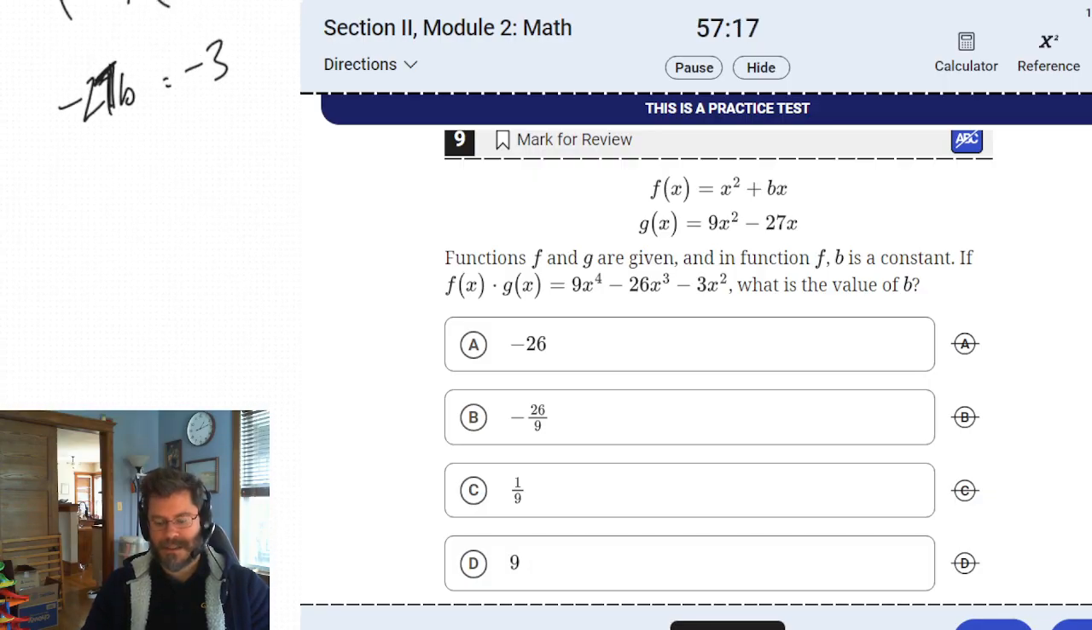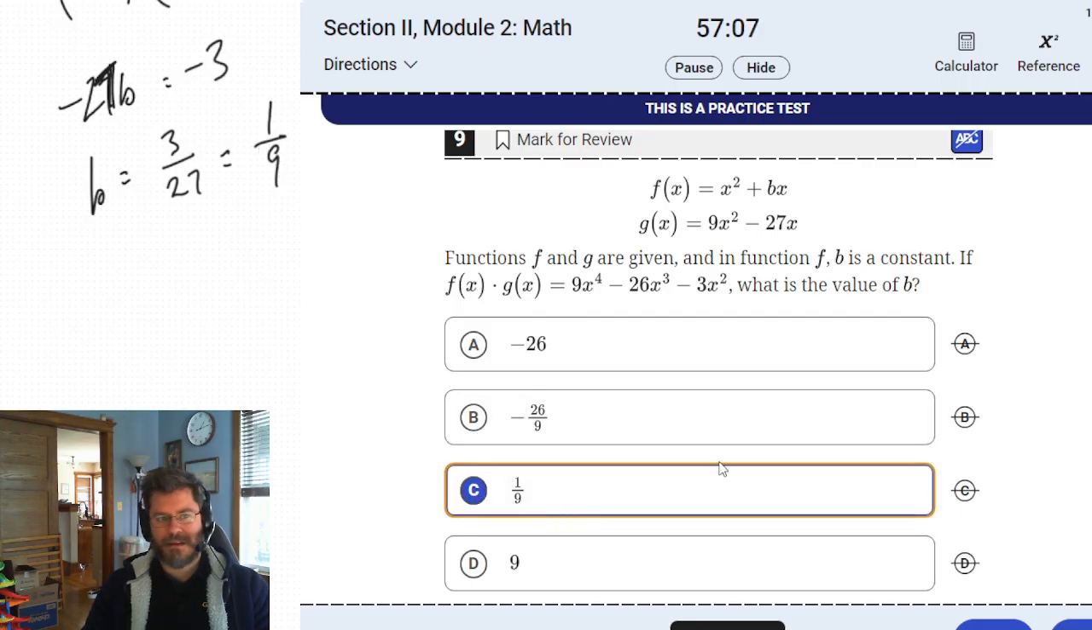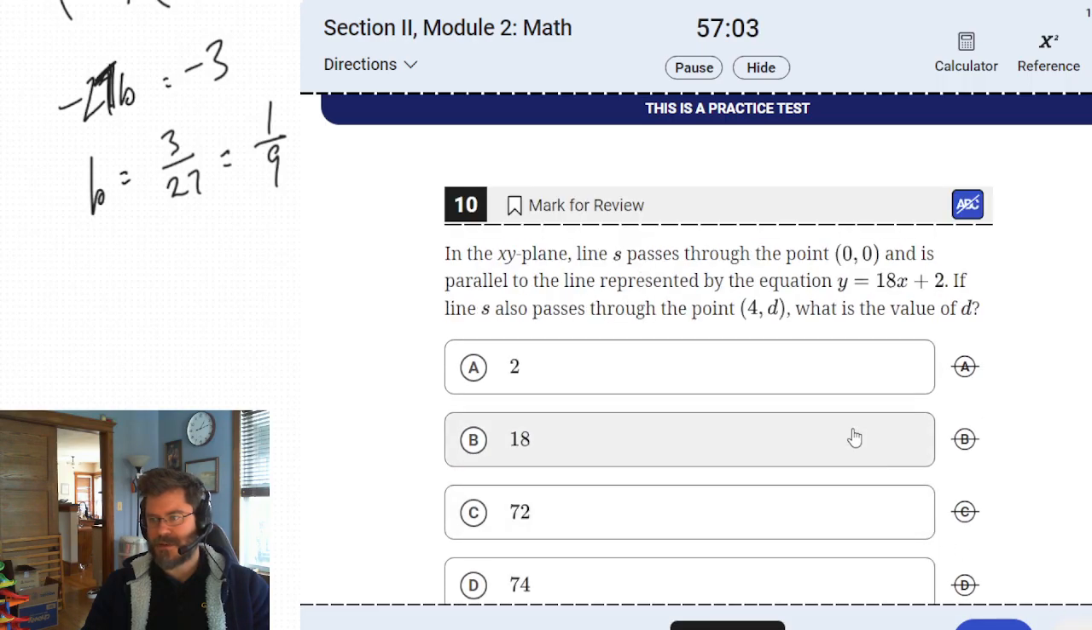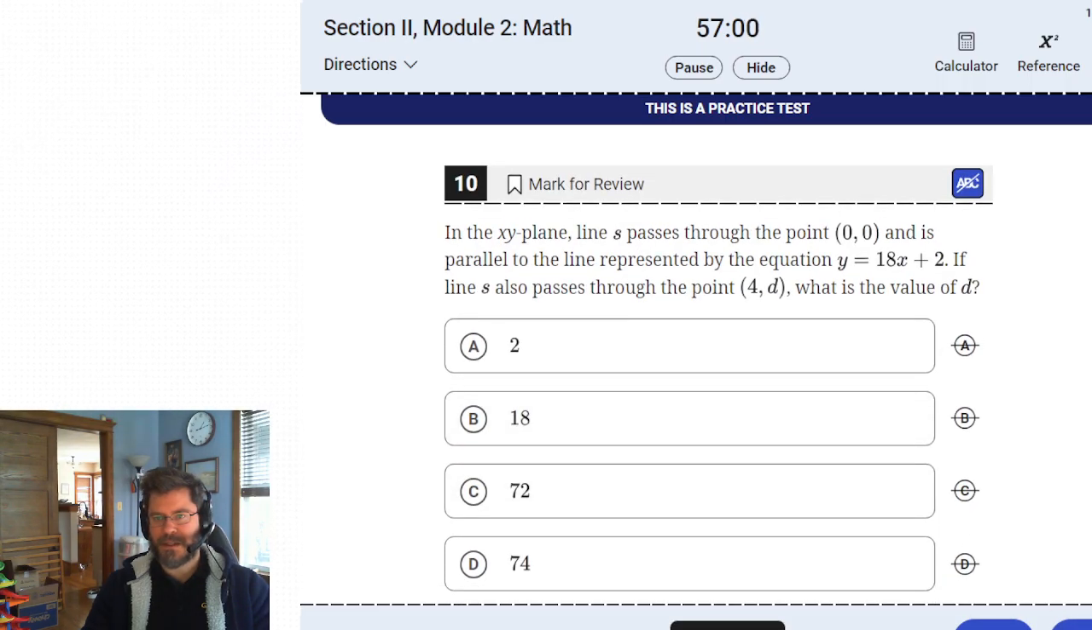Sorry, I'm not an artist. B equals 3 over 27. The negatives cancel out, which of course is 1/9. So clever little ways that we can be efficient with our execution there. And the key is to just practice.